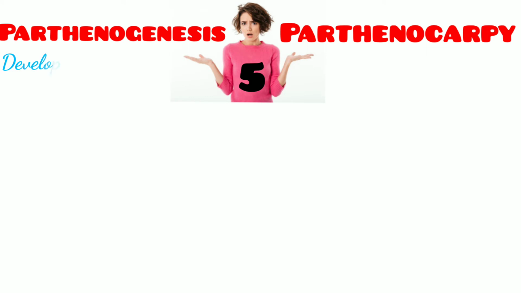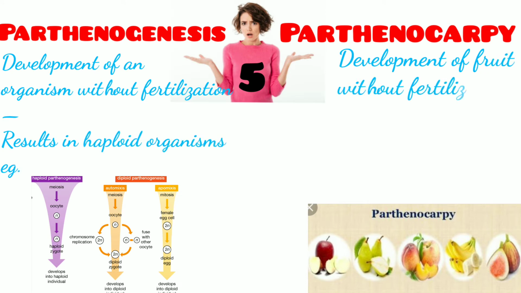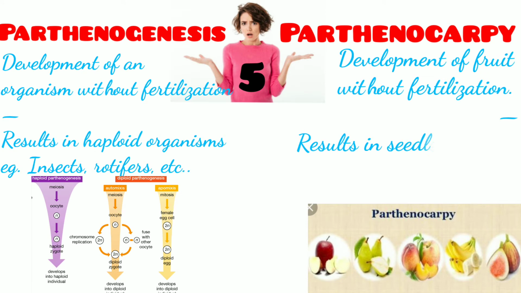And the fifth pair of words is parthenogenesis versus parthenocarpy. Parthenogenesis is development of an organism without fertilization that results in haploid organisms, example insects, rotifers, etc.